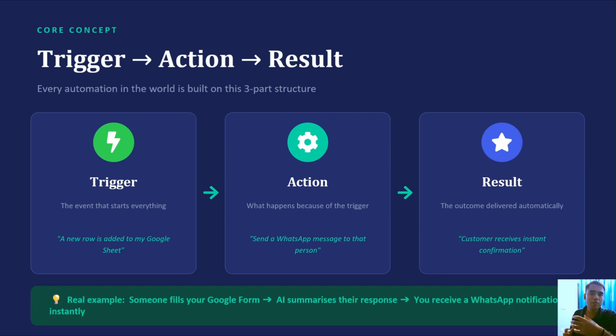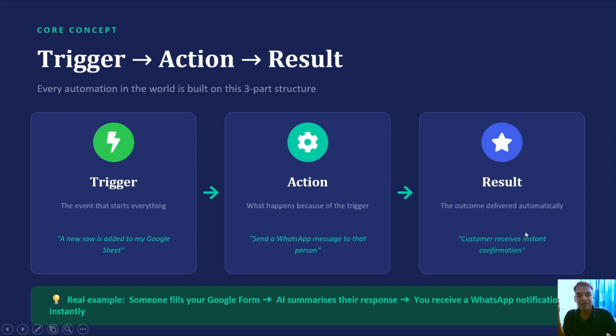Then we have form triggers. What are those? Say you have a contact form on your website and somebody fills that contact form, then your workflow gets triggered or started. This is what is meant by trigger. Trigger is the start point, how you want to start the workflow. Then there is action. Action is what the workflow should do after the trigger. That is meant by action.